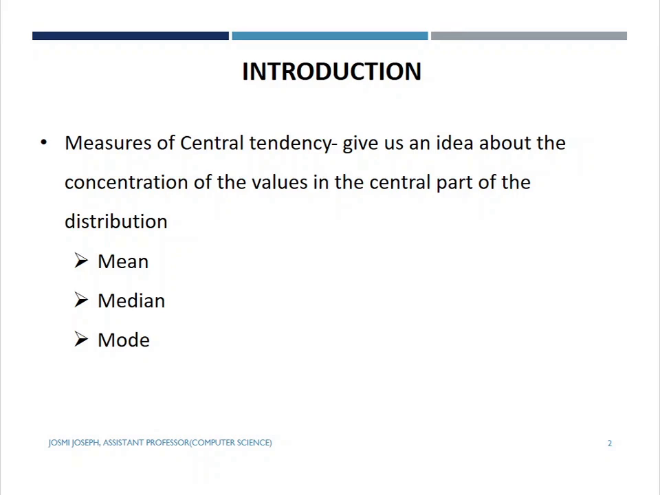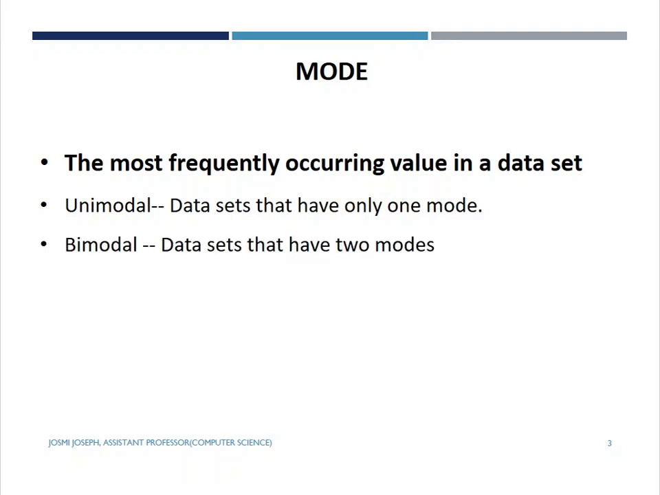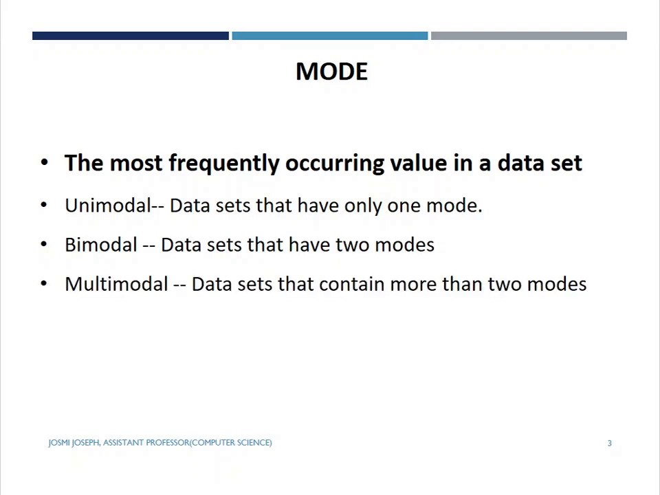Mode is the value which occurs most frequently in a set of observations and around which the other items of the set cluster densely. The most frequently occurring value in a data set is the mode. A data set that has only one mode is known as a unimodal data set. If a data set has two modes, it is known as bimodal. Data sets that contain more than two modes are multimodal data sets.